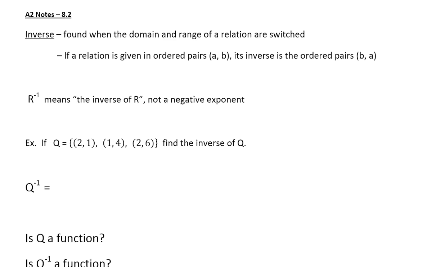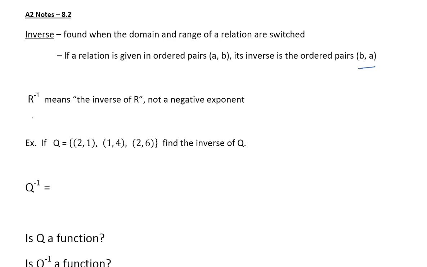So we'll start with the word inverse. You find the inverse when you switch the domain and range of a relation. And I do mean literally switch it. You pick up the x and the y and you switch places with them. So the second part of the definition: if you're given a relation in the ordered pair A, B, then the inverse is, you pick up the A's and B's and switch places, and then the B is first and then the A. So we'll look at an example of that in just a moment.